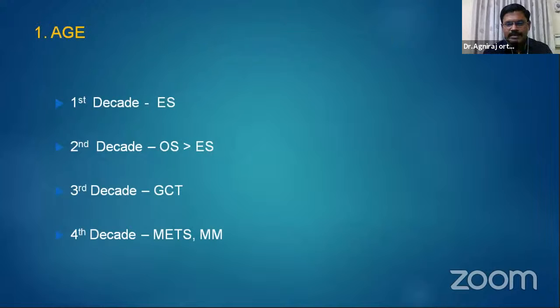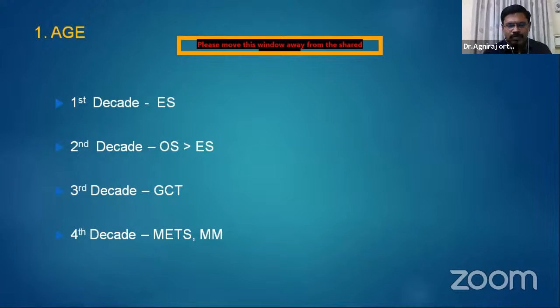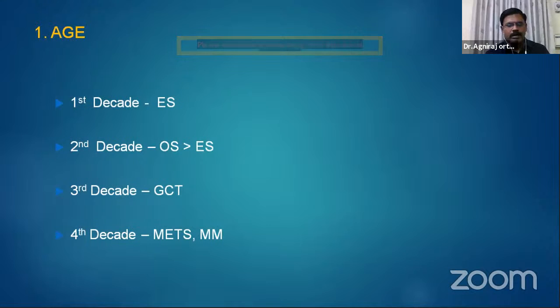Third decade it is giant cell tumor. You can remember easily, giant cell tumor has 3 letters, 1, 2, 3. So it is common in third decade. Fourth decade, more than 40 years, or fifth decade or elderly, the commonest malignancy is metastasis. Generally speaking, the most common malignancy of bone is metastasis, and another tumor is multiple myeloma. You can also add chondrosarcoma here. Okay, these are the tumors based on the age.